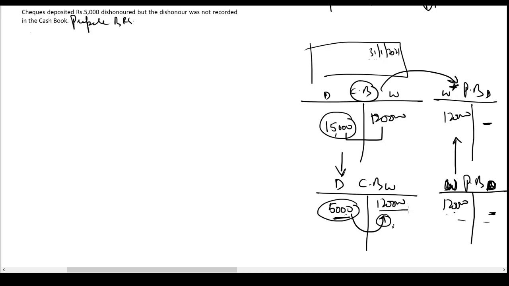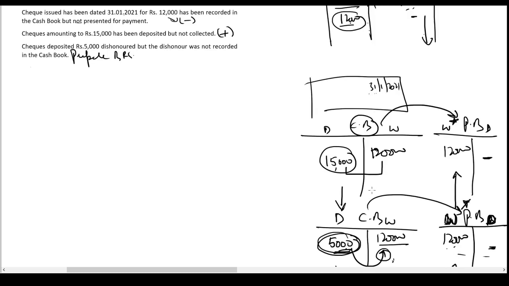Cash book is showing a credit balance. There is a debit here. Balance will reduce. Here balance is relatively higher. I want to make cash book equal to passbook. So I have to increase it by 5,000 rupees. So this item will be plus. Okay. Let us start preparing now.